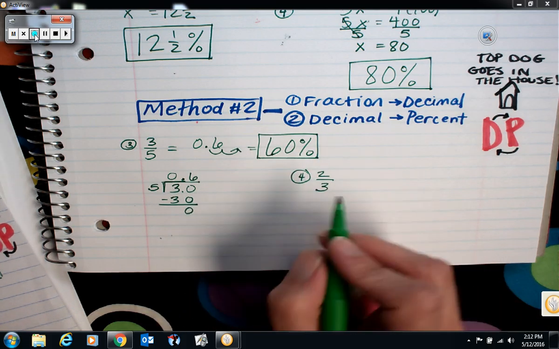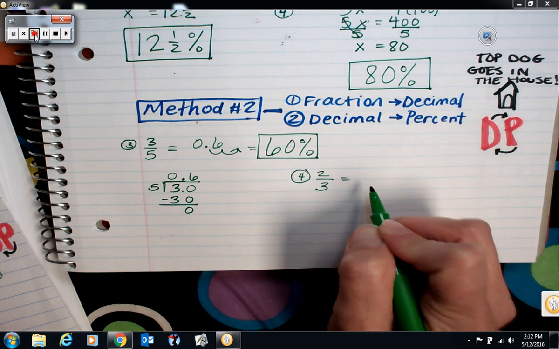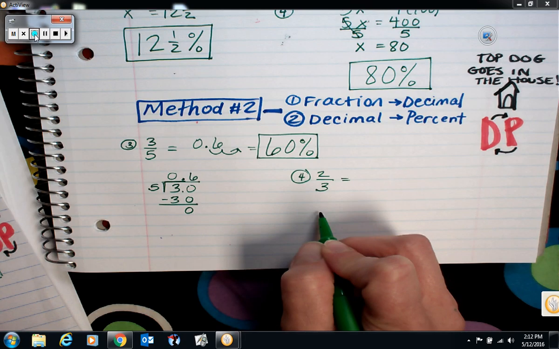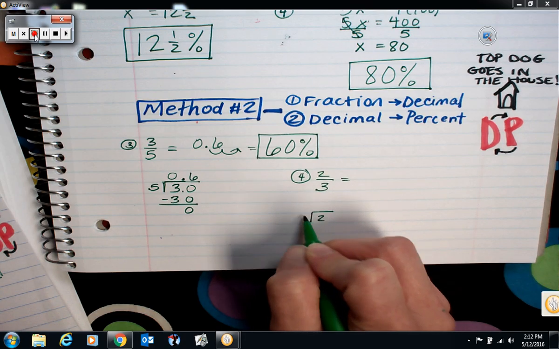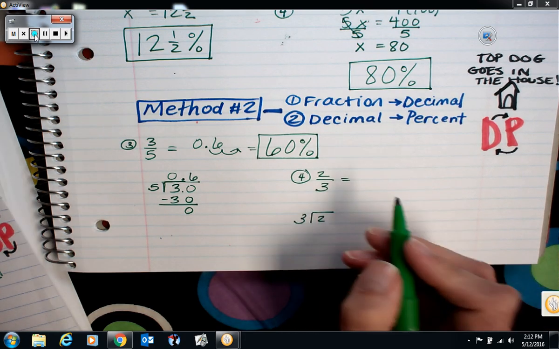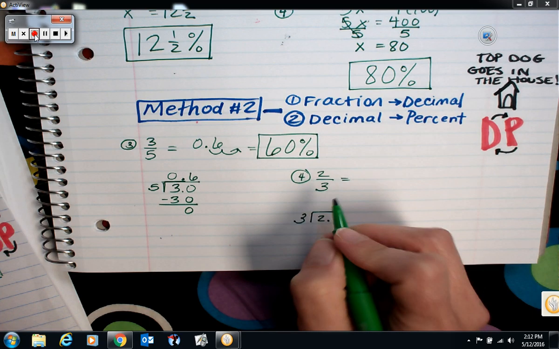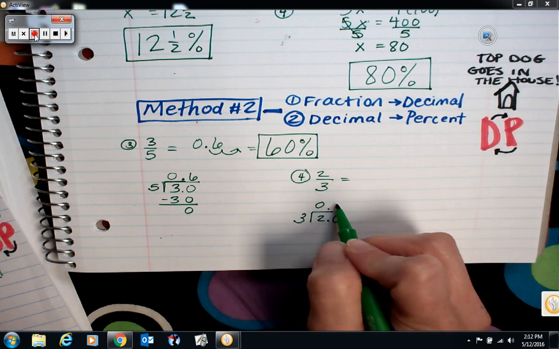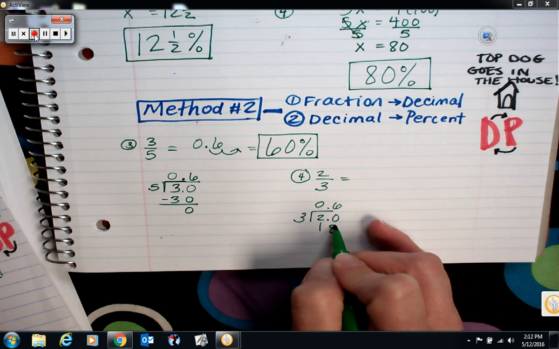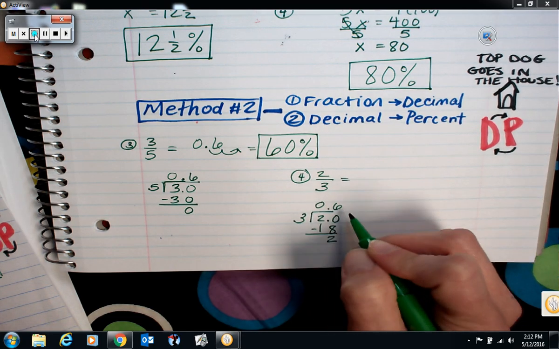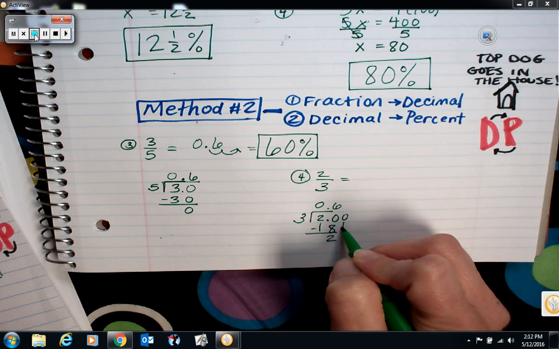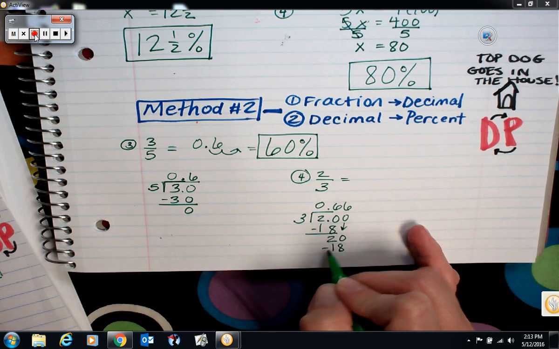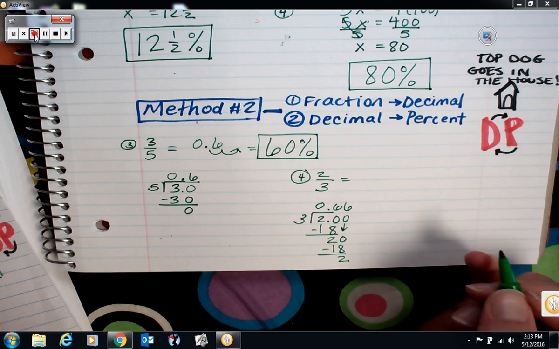So let's try that with 2/3. So top dog goes in the house. I'm going to put my 2 as my dividend and 3 as my divisor. 3 doesn't go into 2, so I'm going to add a decimal and a 0 and bring that up. 3 goes into 20 6 times. 6 times 3 is 18. Subtract. I have 2. I'm not done yet, so I'm going to add another 0 and bring it down. 3 goes into 20 6 times, and 6 times 3 is 18. At this point, I can start to tell that it's repeating.